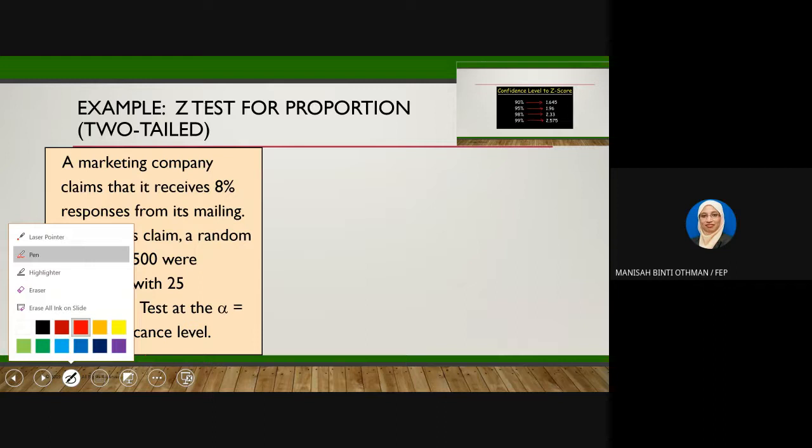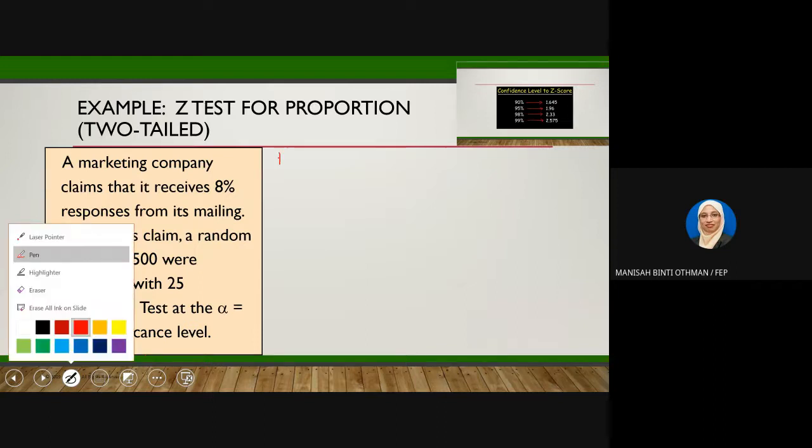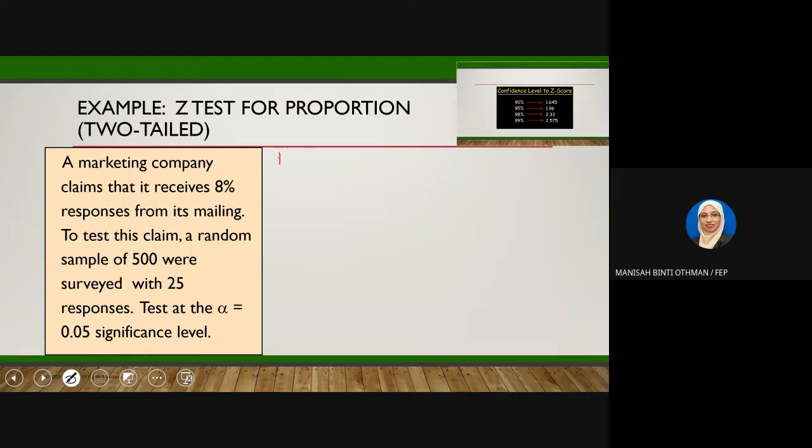First you highlight the important information. This is 8%, and then you take a sample of 500. From this 500, 25 responded to the mail. They sent 500 mails and only 25 responded. And then the alpha is 0.05.